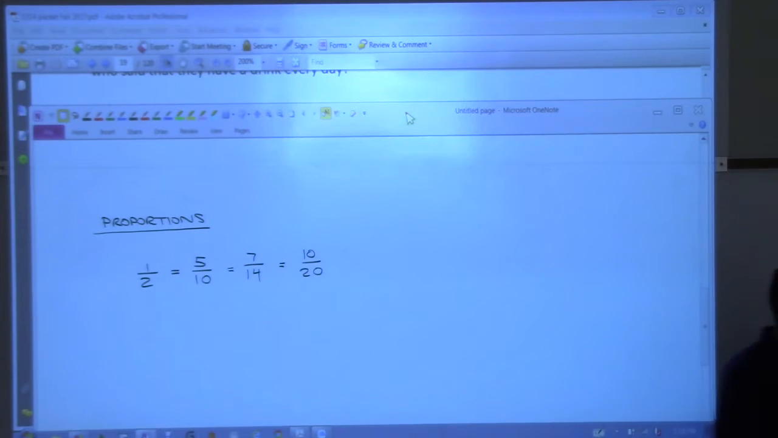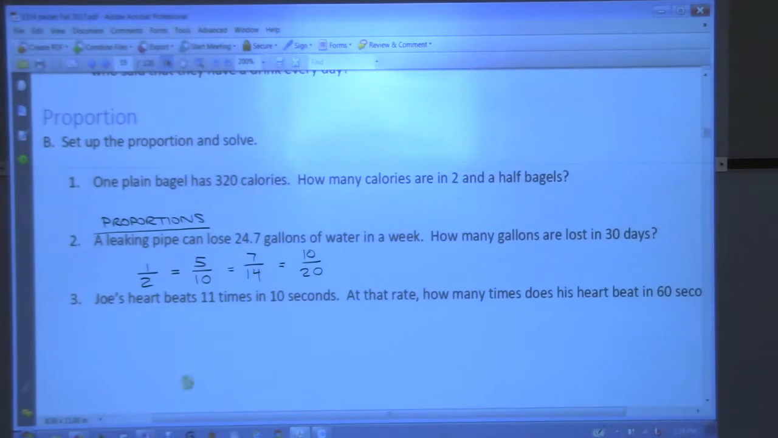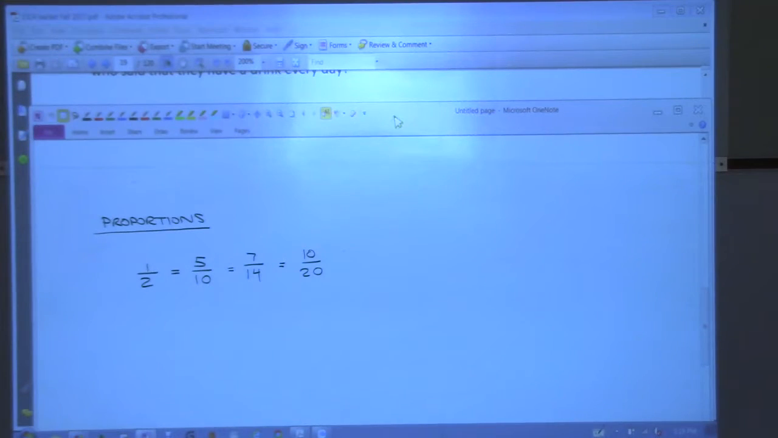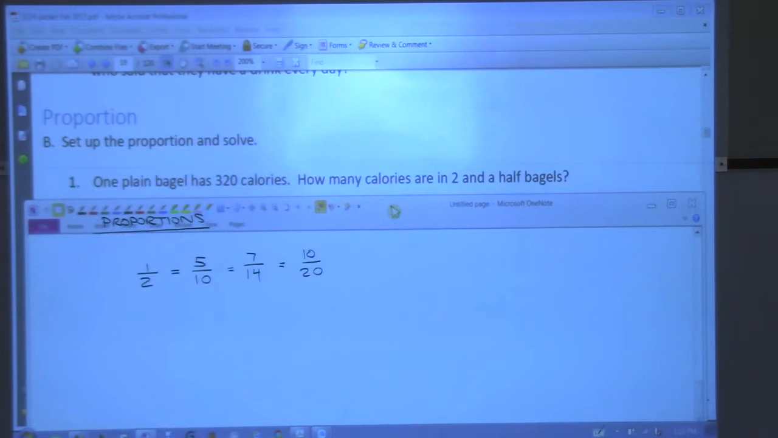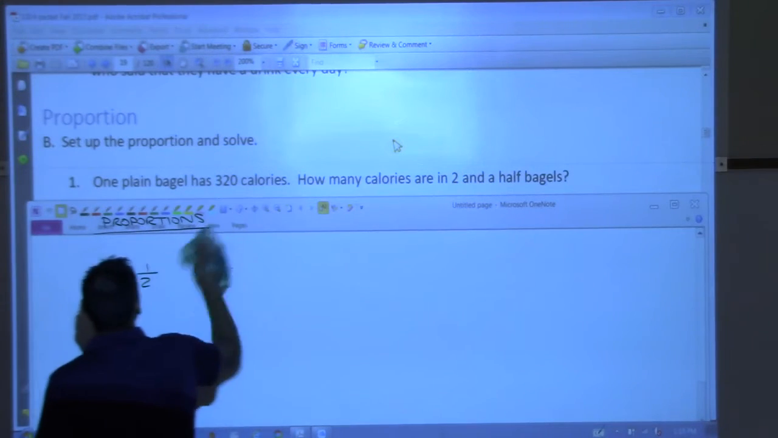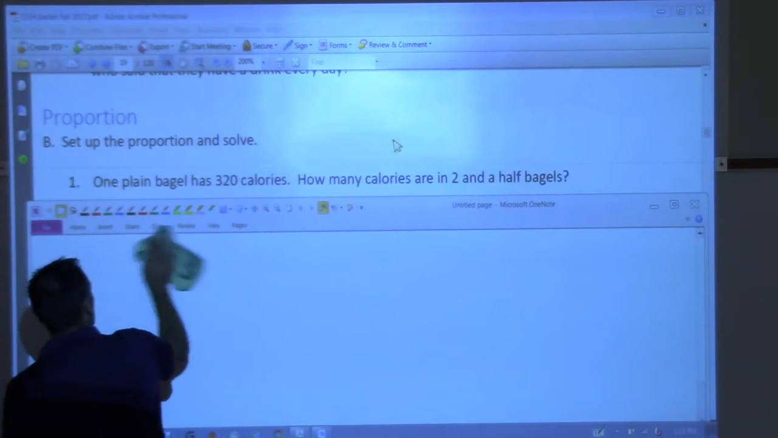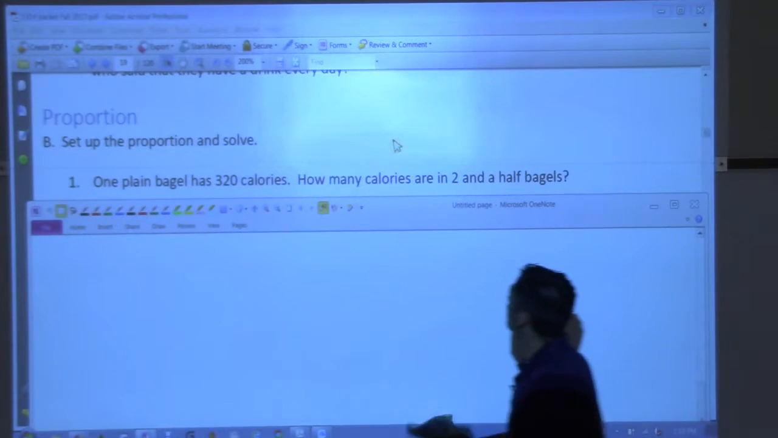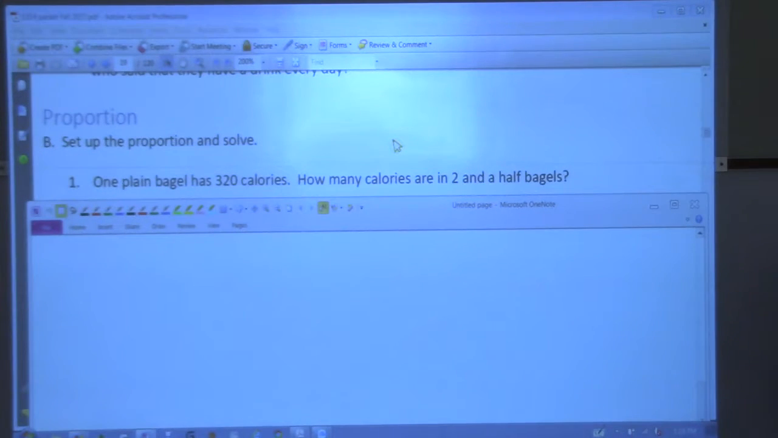Now, where does this come into play? Something like this. One plain bagel has 320 calories. How many calories are in 2.5 bagels? All right? So you could try and just mess with this on your calculator, or you could use proportions. So I'm going to show you how to do this using proportions.